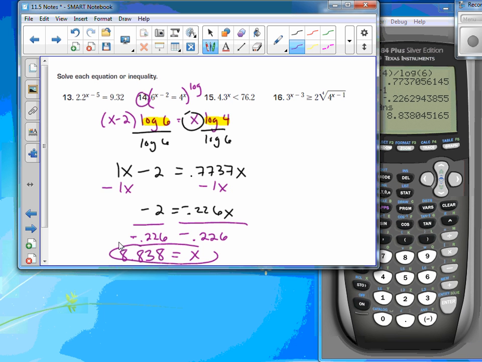Pretty much the same thing as 13. There's just an x on both sides. So you've got to be careful with the x on both sides. Questions about that one?